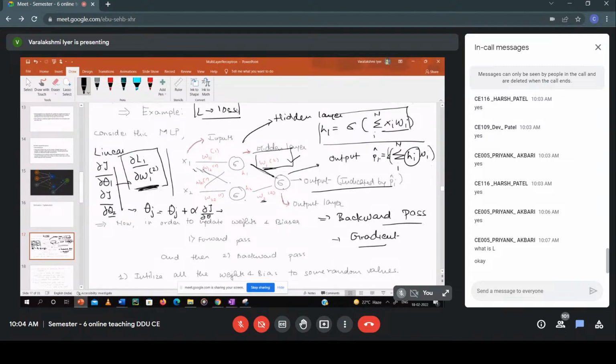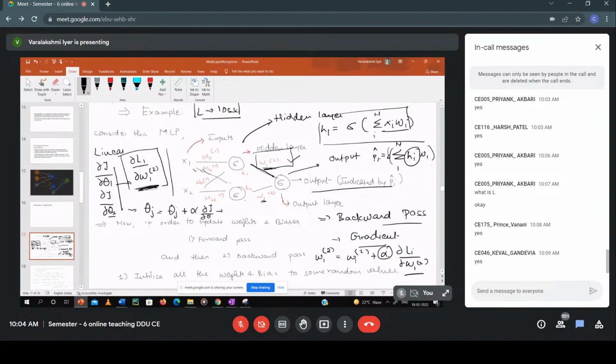Similarly, in this multi-layer perceptron also, in order to update this particular weight, we'll be calculating w12 new is equal to old plus alpha, which is your learning rate, into del Li upon del w12. Are you getting the point? Is this clear to you or not? Yes?